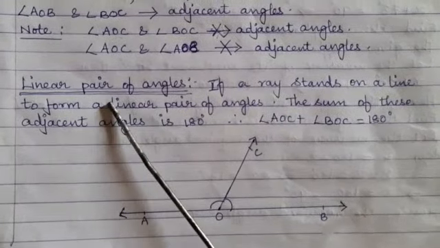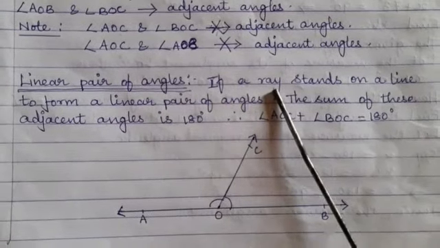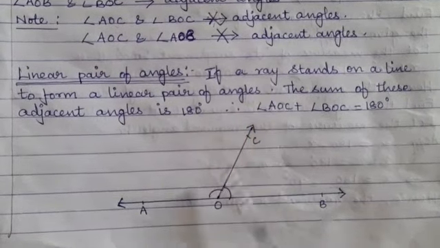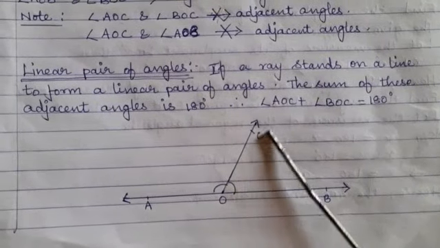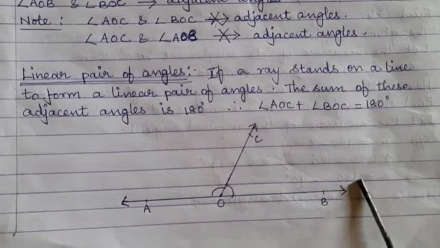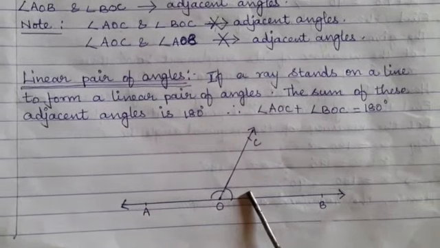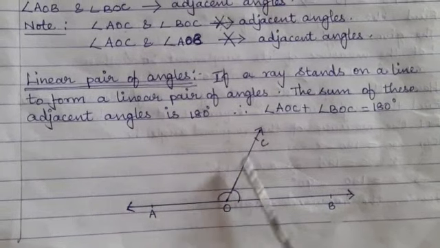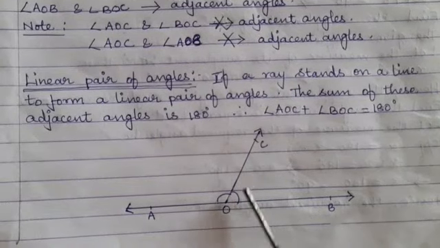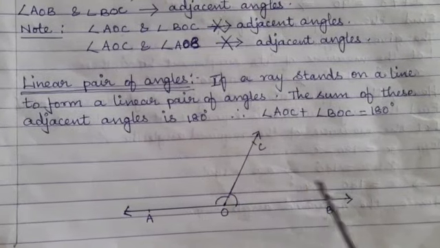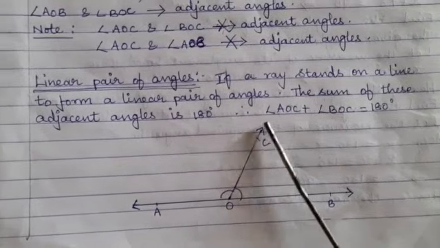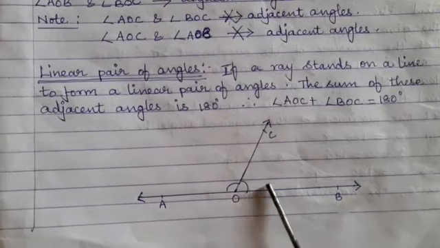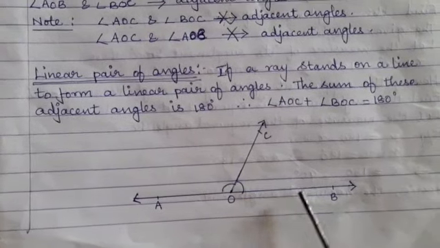Number 4, linear pair of angles. If a ray stands on a line, it forms a linear pair of angles. See here, this is a line and OC is a ray. So the ray stands on a line, and the sum of these two adjacent angles is 180 degrees. That is, angle AOC plus angle BOC is equal to 180 degrees. So what is the definition of a linear pair of angles? A ray stands on a line and forms a linear pair, so the sum of the two angles is equal to 180 degrees.